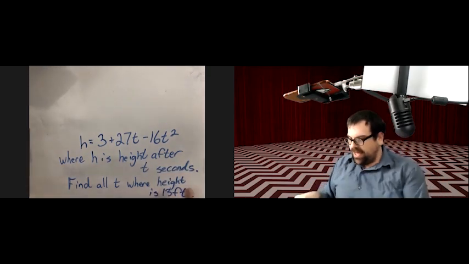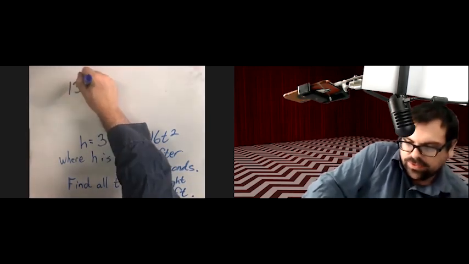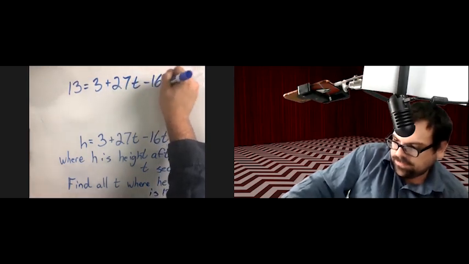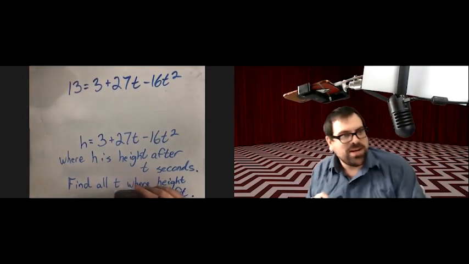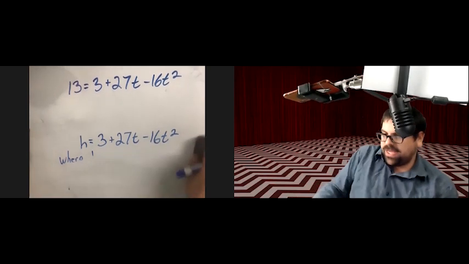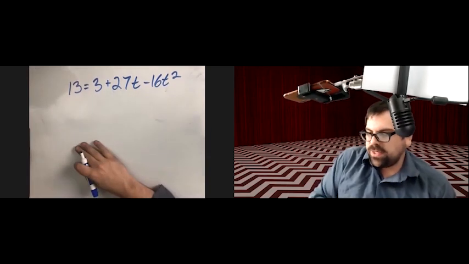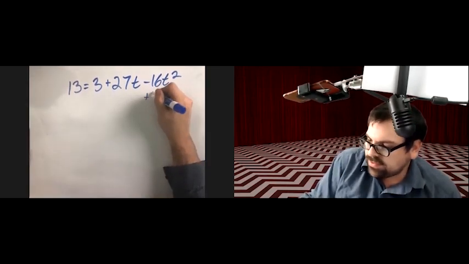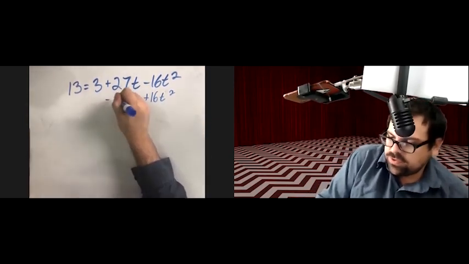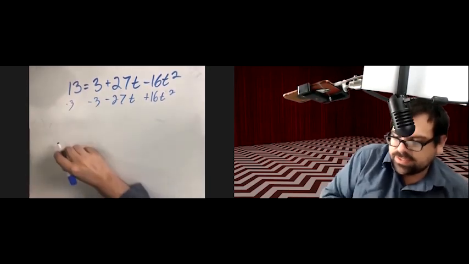We're going to find all t where the height is 13 feet. So we're going to set h, the height, equal to 13, and we're going to solve for t. We're going to use the quadratic formula. We sure are. Let me get everything on one side, 0 on the other. So I'm going to add the 16t, subtract the 27t, and subtract the 3, from both sides.